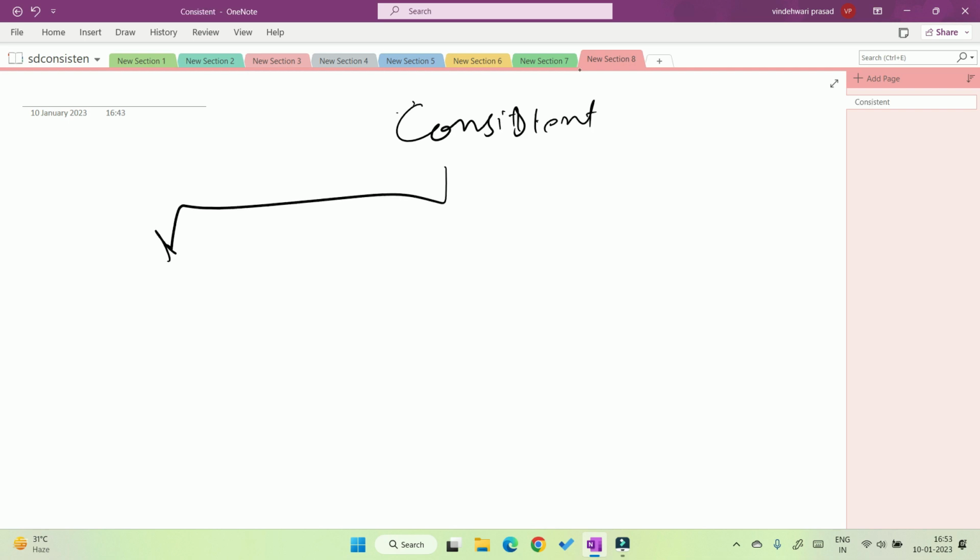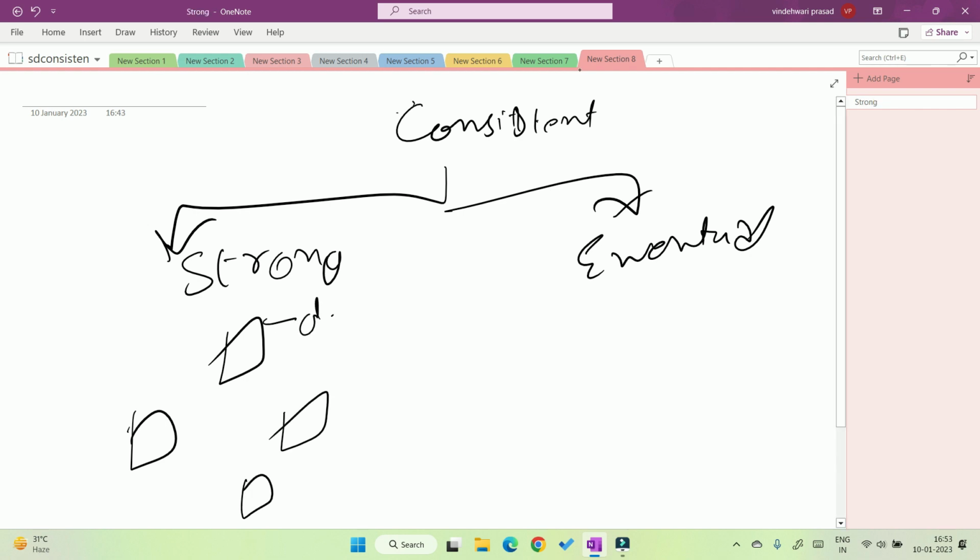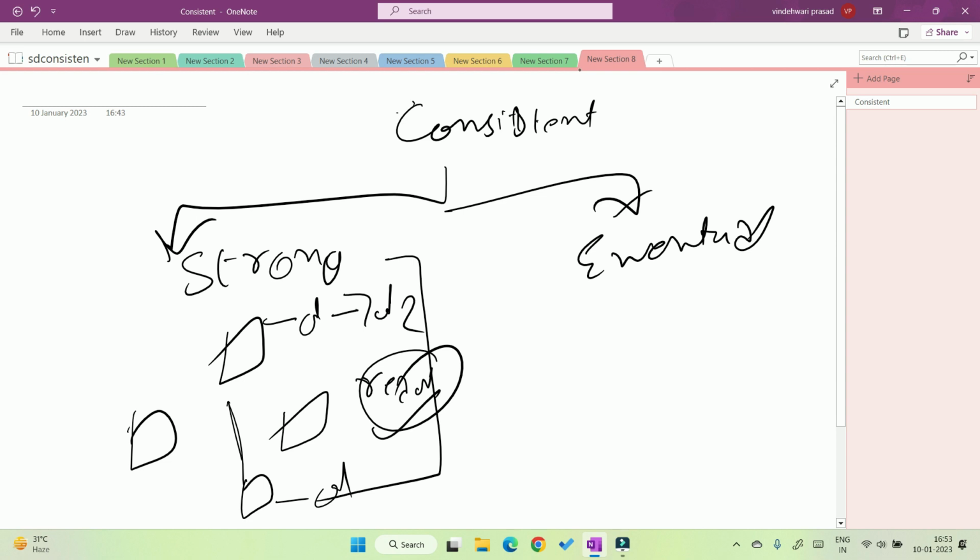The first one is strong, the second one is eventual. First one is strong. A strongly consistent system is one in which, when D changes to D2, until the system updates all its servers with the latest data, the system cannot serve read requests. If any application follows this rule, it is strongly consistent.